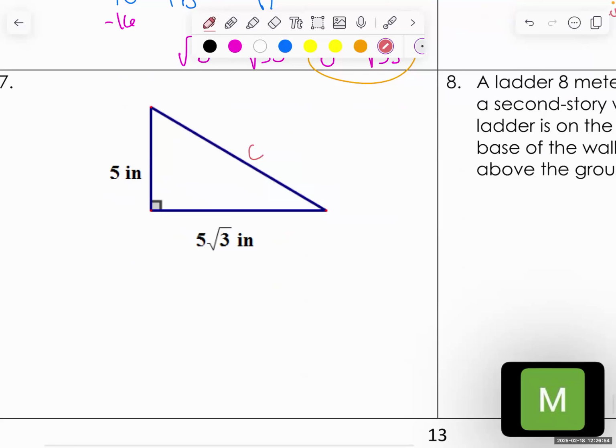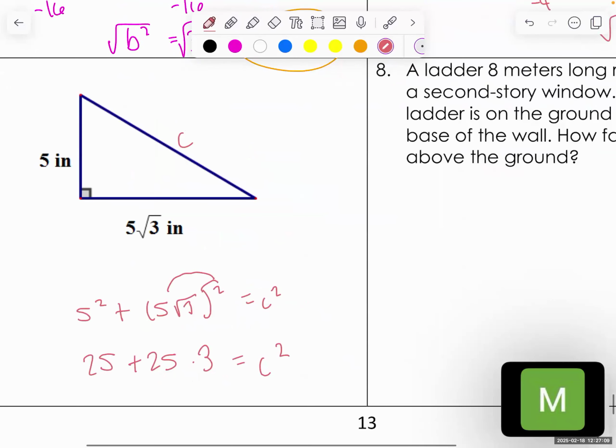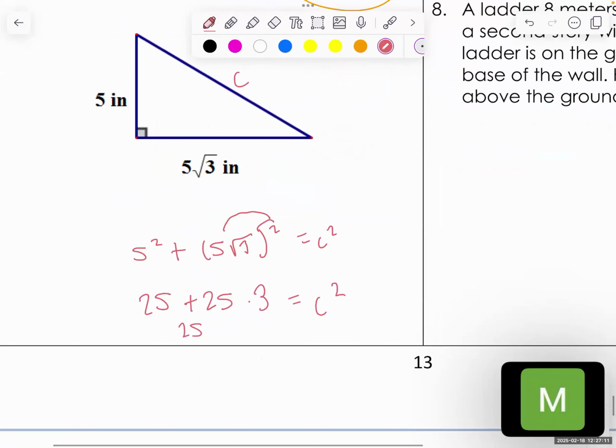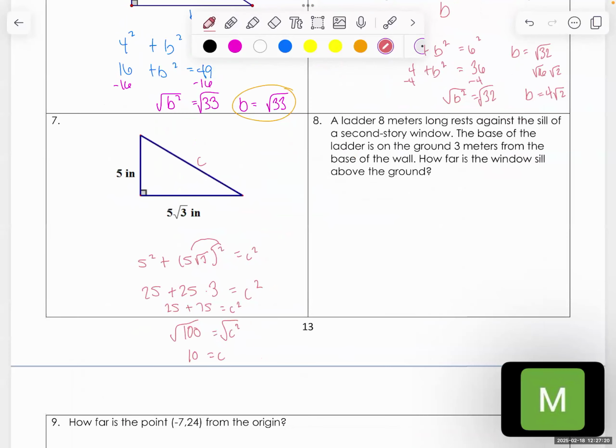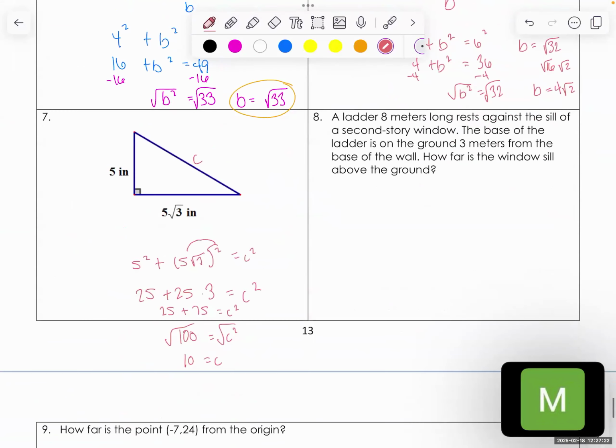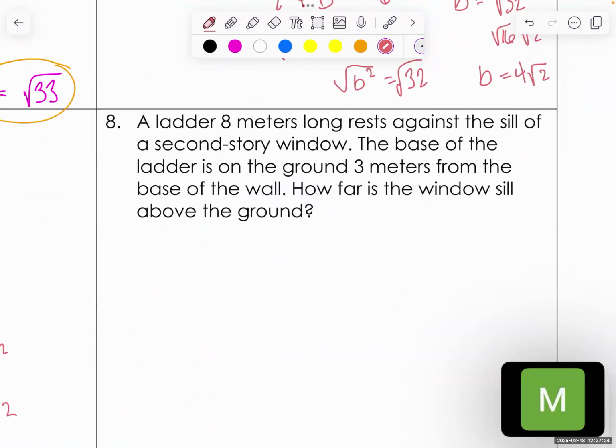Again, for this one, 5 squared plus 5 square root 3 squared equals C squared. Be careful because on this one, I have to distribute that square. So this becomes 25 times 3. 25 plus 75 is equal to 100. And the square root of 100 is 10. And I'm done. Now, in terms of the word problems, you want to think about drawing a picture.